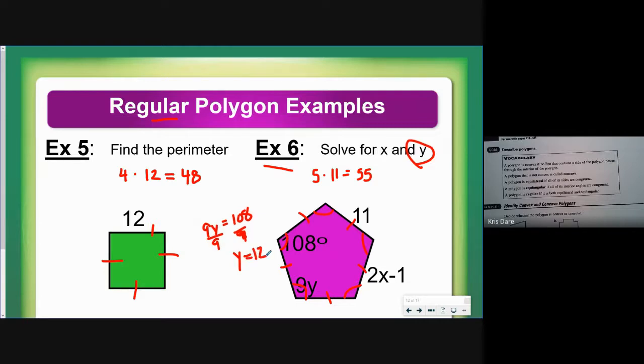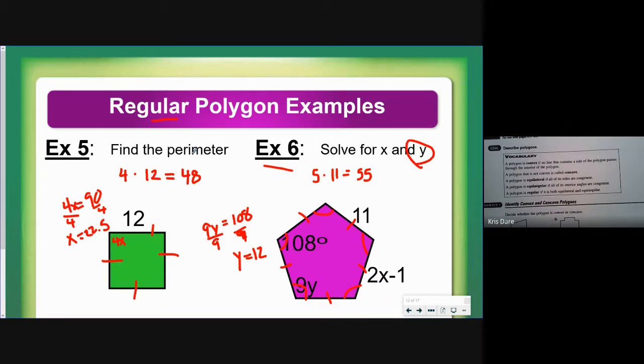If they had asked me to find x on this one, and maybe this said 4x right here. Again, it's regular, so that means all 4 of these angles are the same. If it's regular, how much is that? How much is 4x going to be equal to, guys? It's a square, right? So it'd be equal to 90. So I'll just divide both sides by 4. I would get that x is 22.5. Okay, so those are super easy.